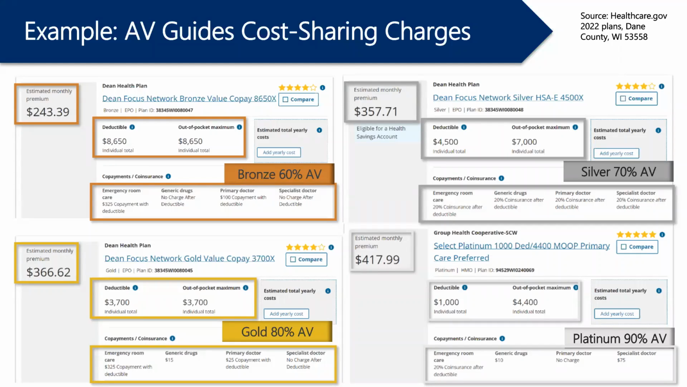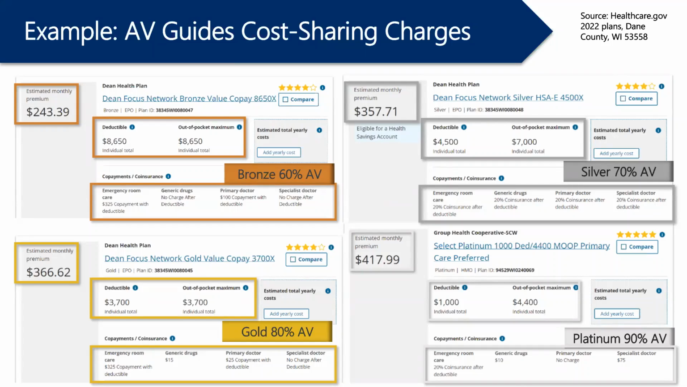There can also be variation in other types of cost sharing charges that we've been talking about. So for example, let's just look at the primary doctor visit. In the little boxes at the bottom of each of these little rectangles, you can see the primary doctor visit for the bronze plan is a $100 copayment, while the gold plan requires the enrollee to pay a $25 copayment. So people will pay more in premiums for the more generous plans, but they have less in cost sharing charges that are applicable to them.